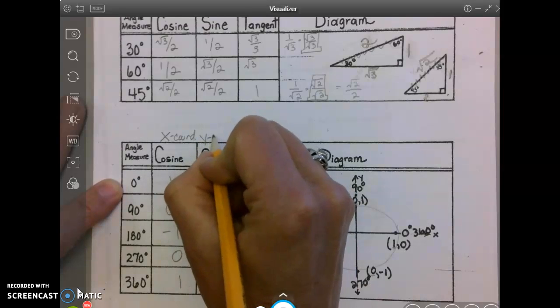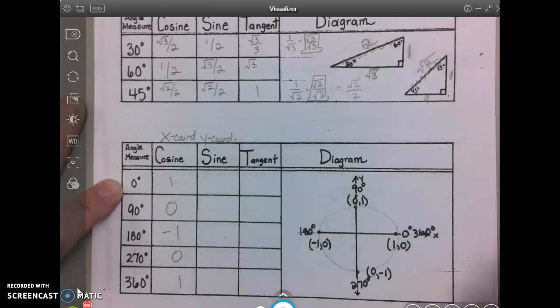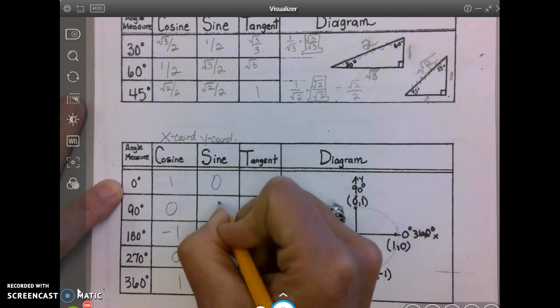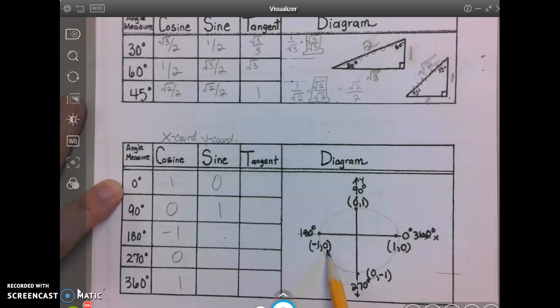Sine is my y coordinate. And so I'm going to look at just my y's. 0, go up here, 1. My y coordinate at 180 is 0. At 270, it's -1. And at 360, I'm back to 0.